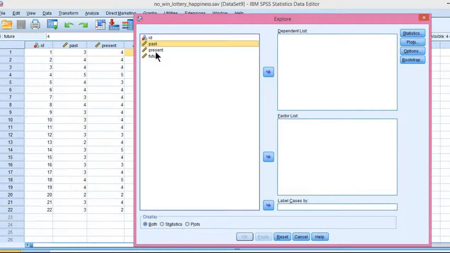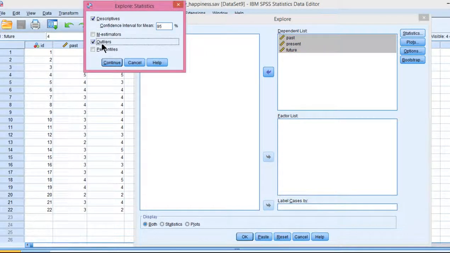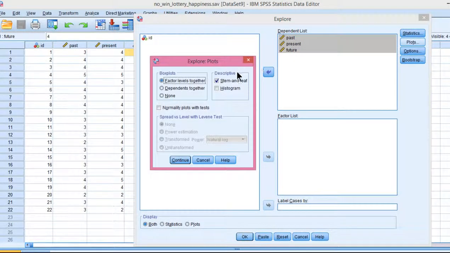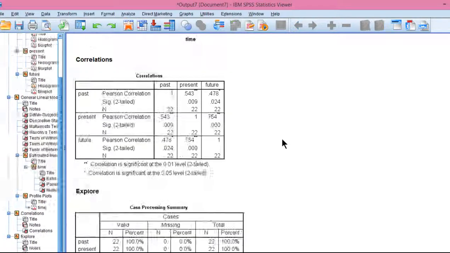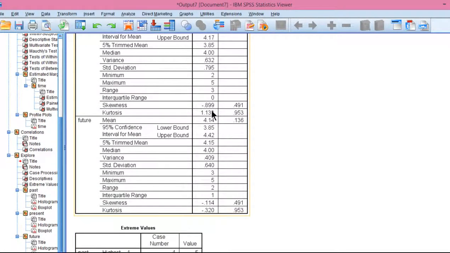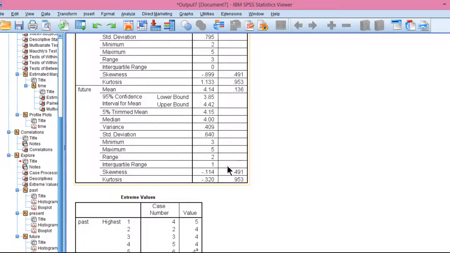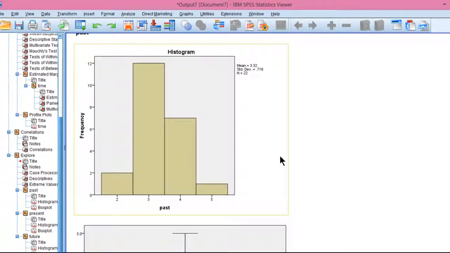Put the 3 variables into the dependent list box. We've done this many times now. Click on Outliers, click on Plots, Histogram, deselect stem and leaf, click OK. And what we're looking for are the skew and kurtosis levels in particular. Skew and kurtosis are less than absolute values of 2 and 9 respectively, so that's good. Again, less than 2 and 9 respectively. And for the future, less than 2 and 9 respectively. So all 3 levels are normally distributed, which you can see here.